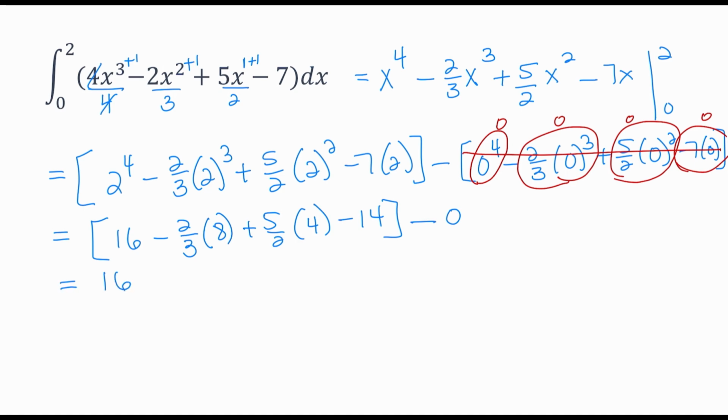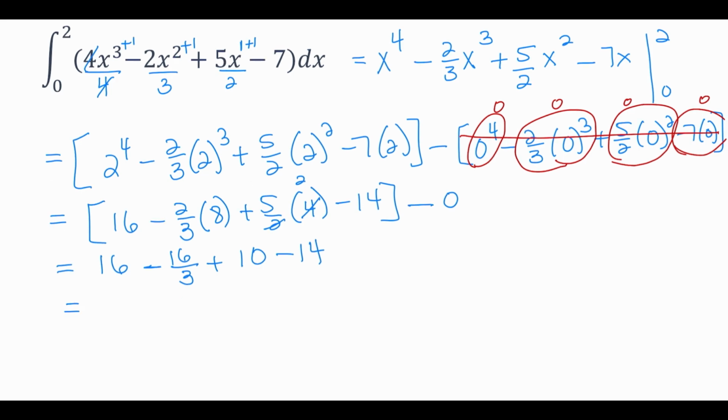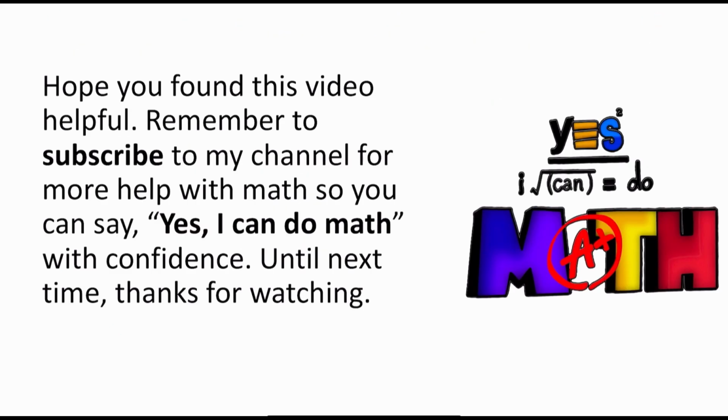So I get 16 minus 16 over 3 plus, 2 goes into 4 2 times, so this is 10 minus 14. And if you put all of this into your calculator, it's going to give you 20/3, and that's going to be our final answer.